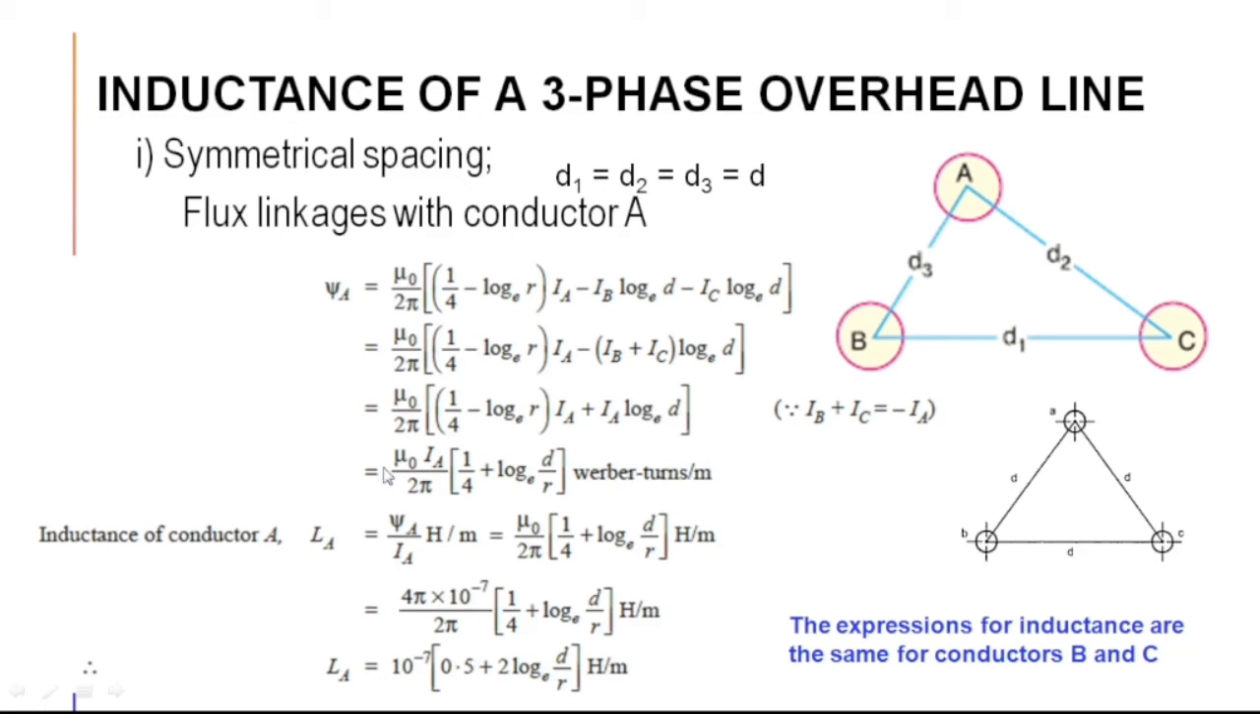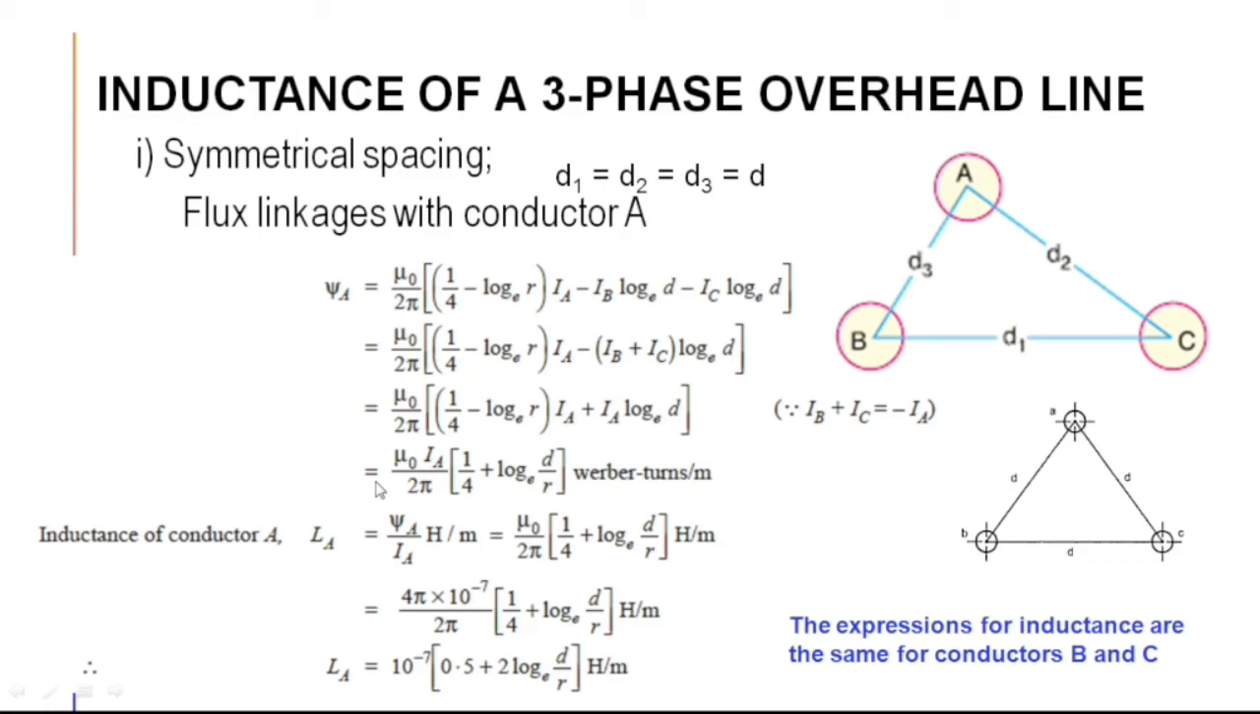Then finally ψA is equal to μ0 IA/2π [1/4 plus log D by R]. Why? Because this is the minus term, minus log_e R. I am taking IA as common, and we have minus log_e R and log_e D, so we get D by R. That's why we are getting log_e D by R, Weber turns per meter. This is the ψA value.